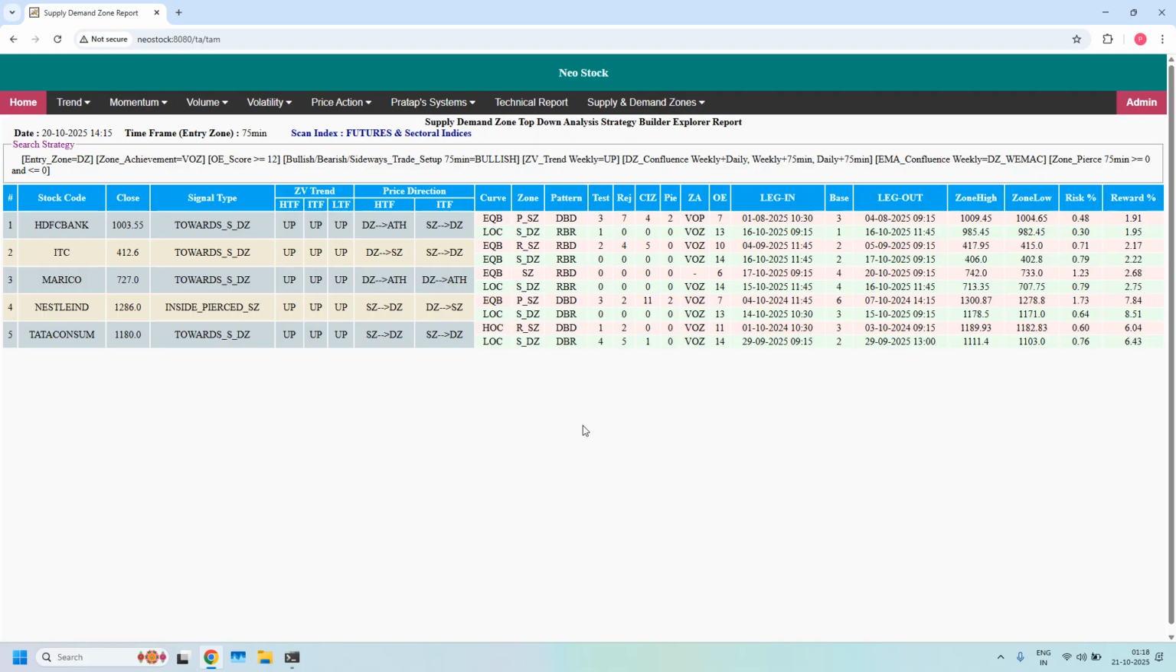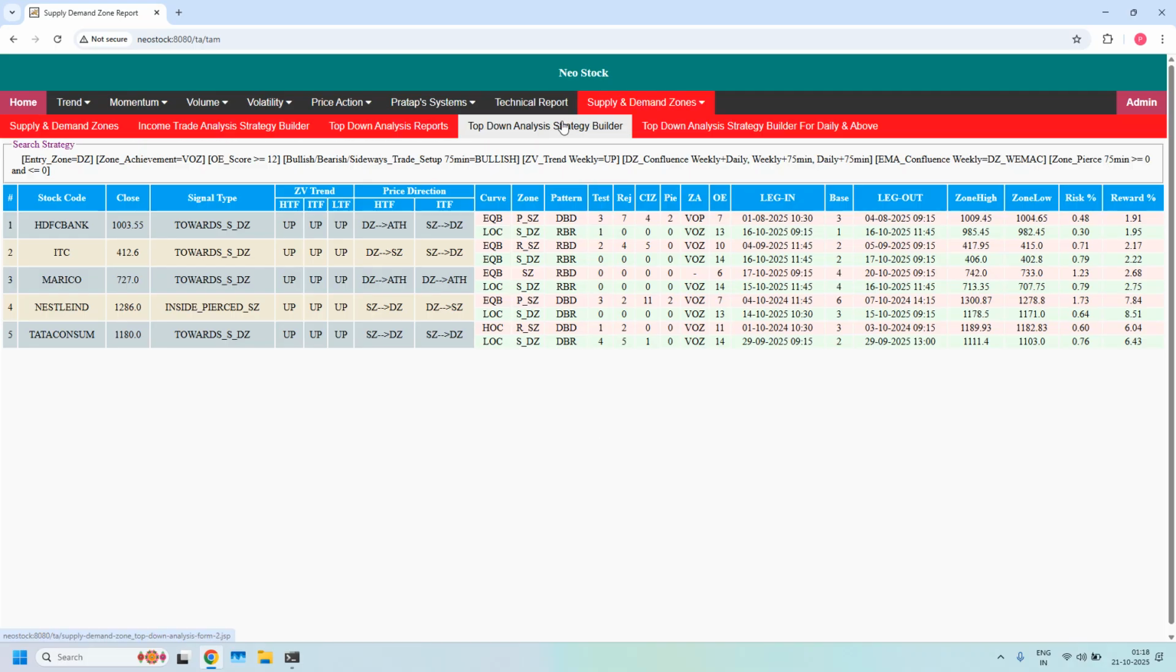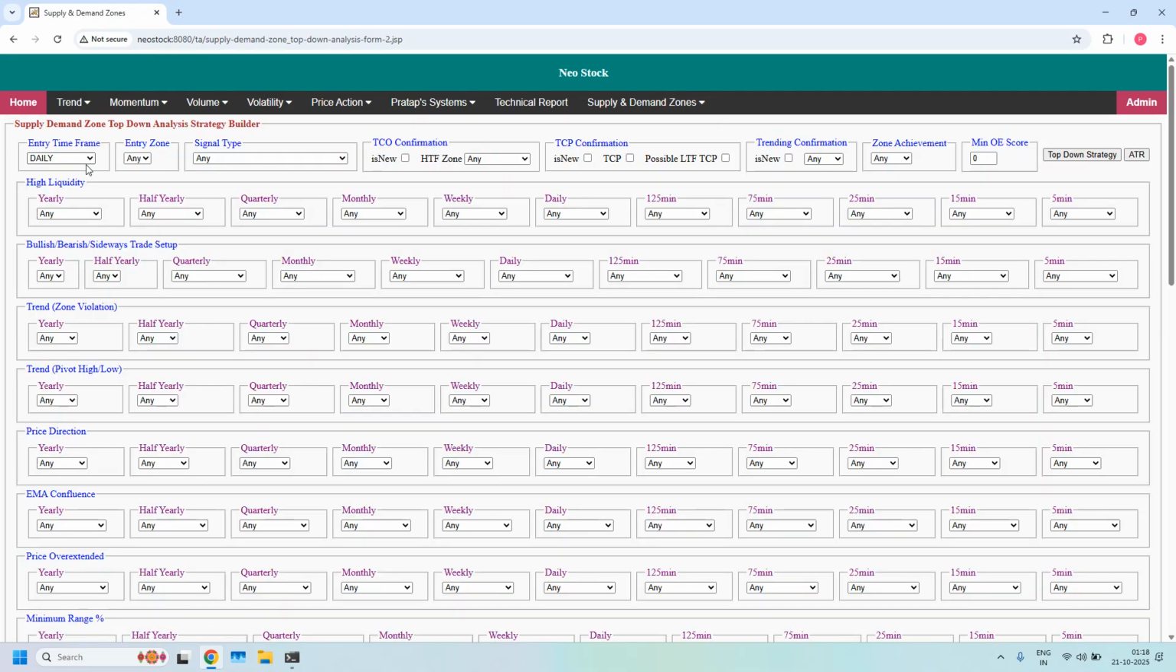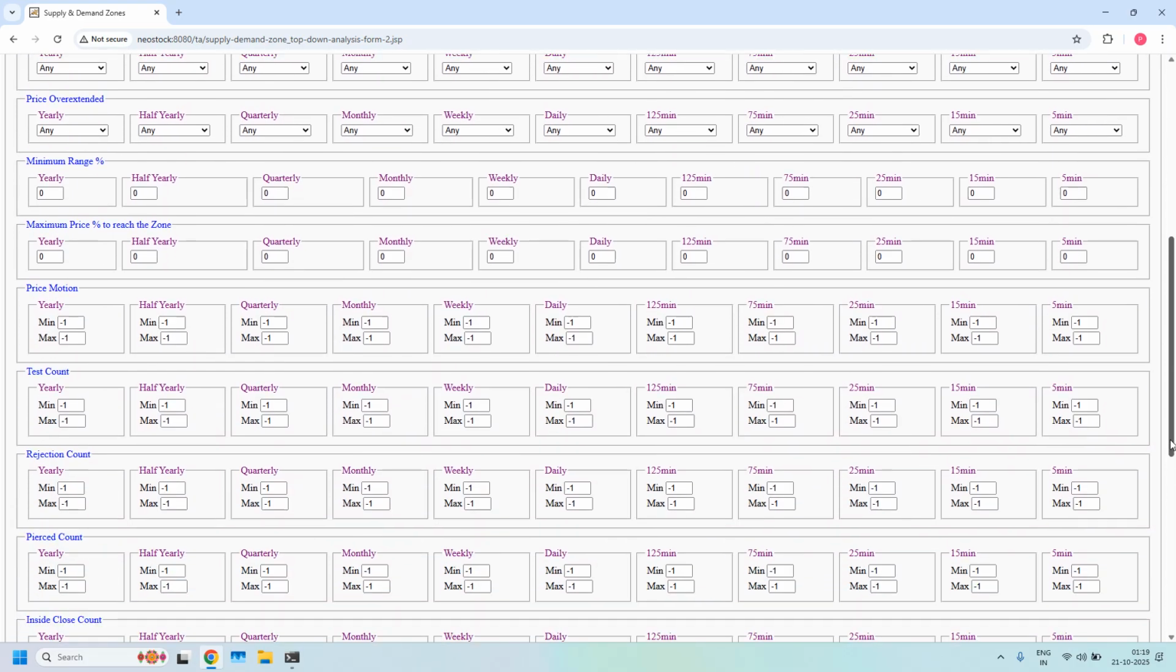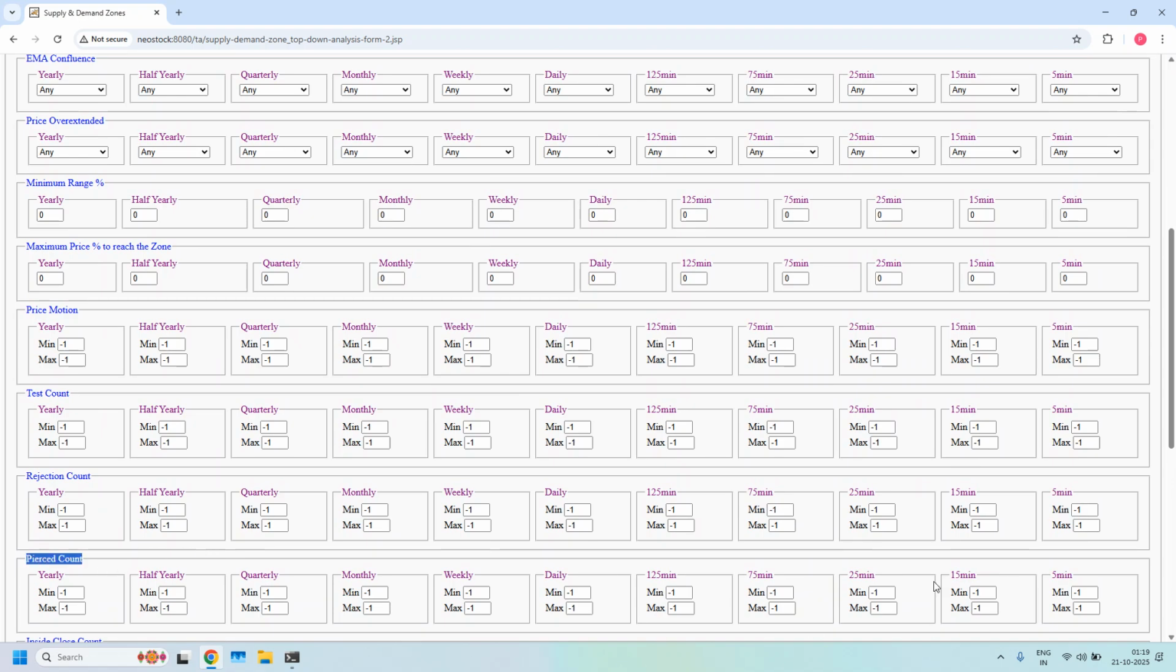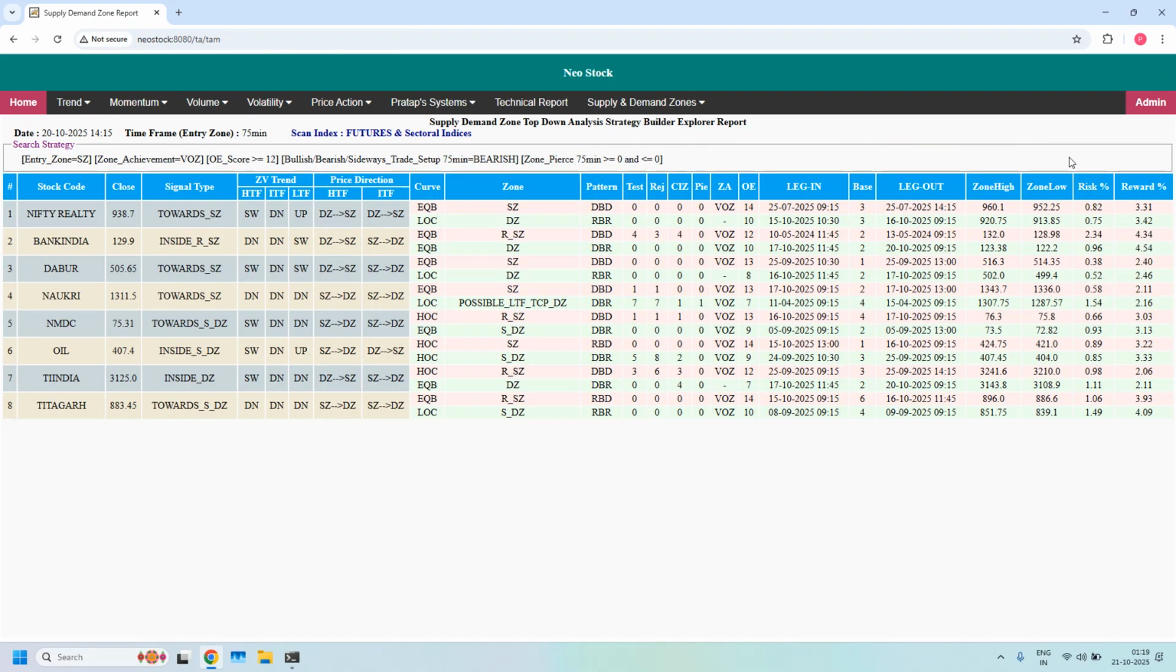Okay, so this is a bullish trade setup for weekly income trade. Next, bearish trade setup for weekly income trade. 75 minutes supply zone. Here I am selecting bearish. Zone achievement VOZ. Minimum odd and enhanced score 12. 75 minutes supply zone should not be pierced. So pierced count at 75 minutes time frame, minimum value 0, maximum value 0. With these filters we got 8 stocks.